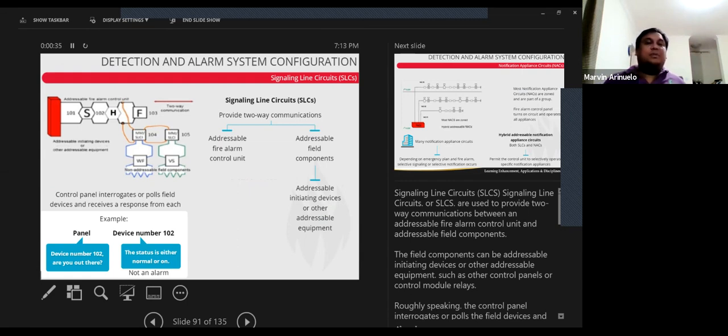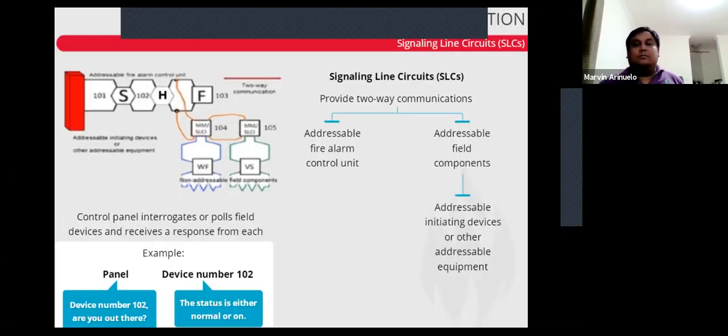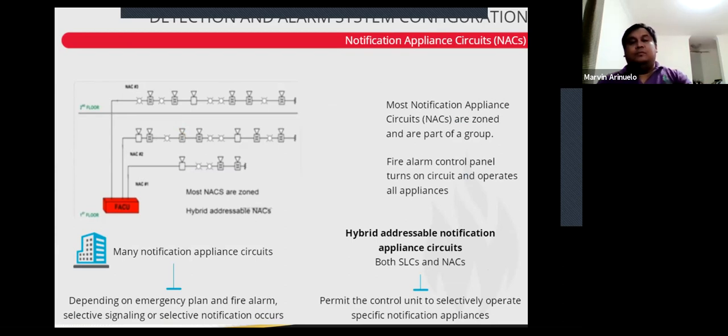Now, this is an example of a signaling line circuit that provides two-way communication between addressable panel and addressable field devices. This is another type, the notification appliance circuit. It is shown as part of the group. The fire alarm control panel turns on the circuit and operates all appliances.